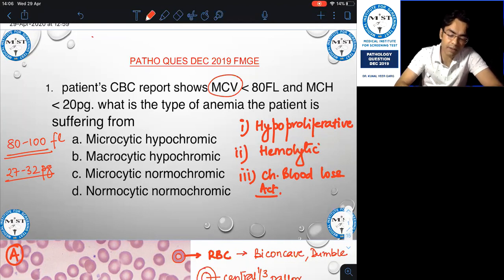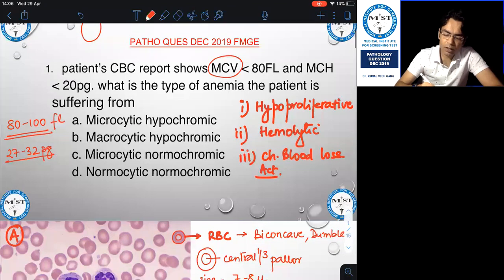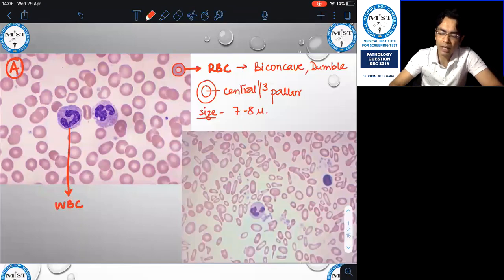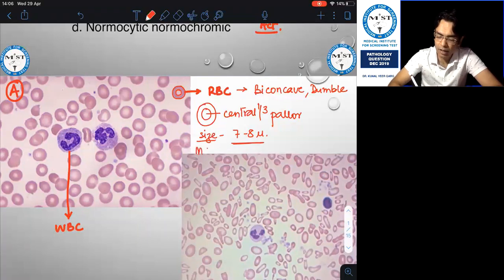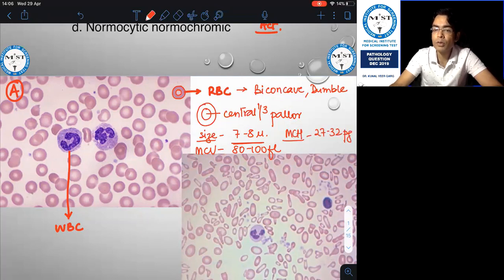So if I make an RBC like this, or let's see in the figure. Now this was the RBC which you're seeing in the figure. And in this figure, I'm saying that the RBC which you're seeing in figure A, these are the normal RBC. That means the size of these RBCs is 7 to 8 microns. The MCV in these RBCs is 80 to 100 femtoliters, right? And the hemoglobin MCH, if you talk about the MCH, is 27 to 32 picograms. Now these are the values which I'm talking about in figure A.